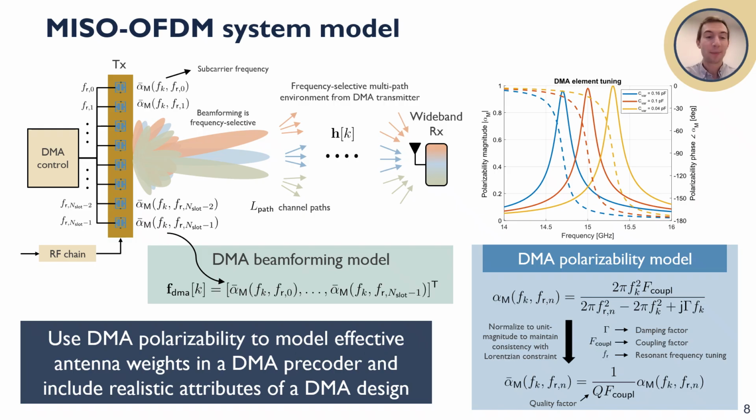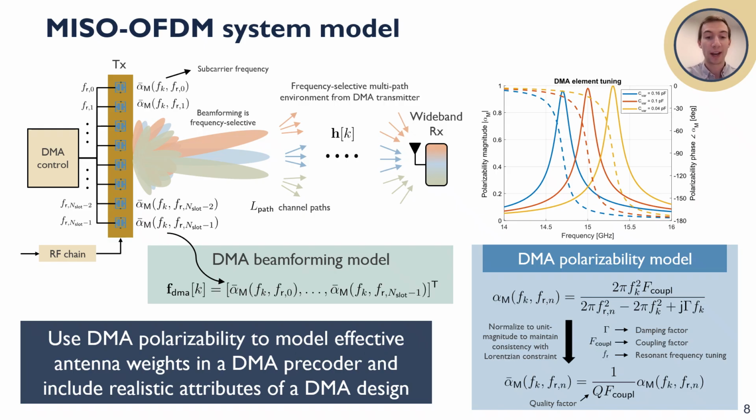So for our system model, we're assuming a MISO OFDM system where we have a DMA array of many DMA elements at the transmitter, and we have a single antenna at the receiver. We assume an OFDM system, so we have different subcarriers, and for the DMA elements, our beamforming vector is composed of these different polarizabilities.